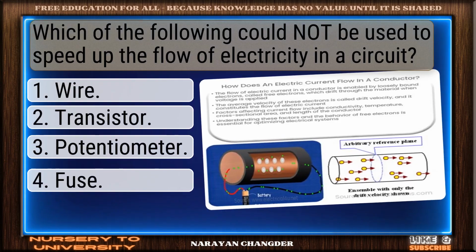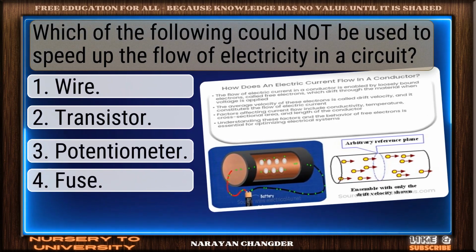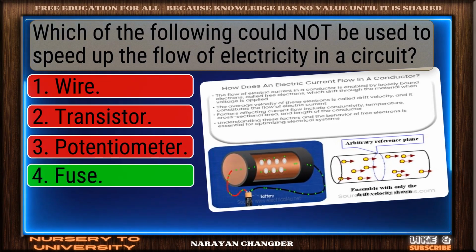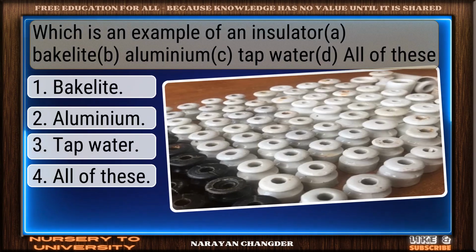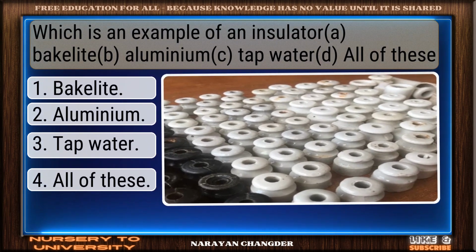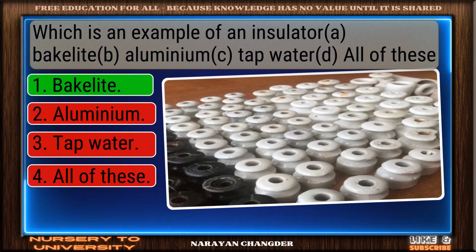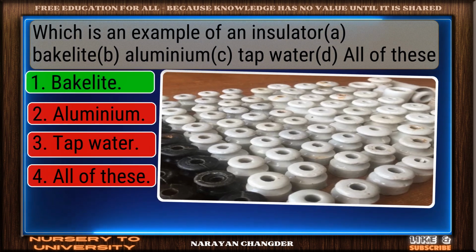Which of the following could not be used to speed up the flow of electricity in a circuit? Well done. Fuse is the right choice. Which is an example of an insulator: Bakelite, aluminium, tap water, all of these? Excellent choice. Bakelite is the right answer.